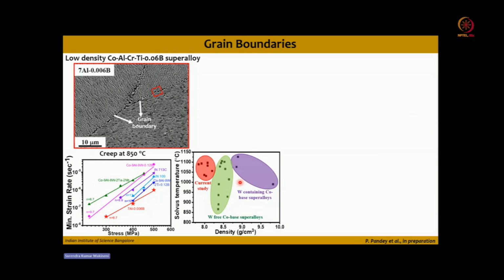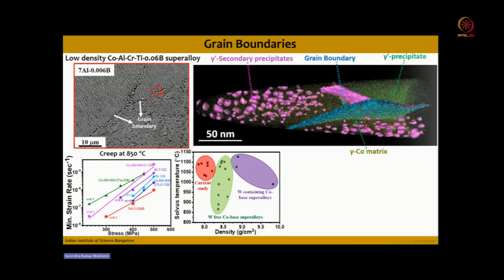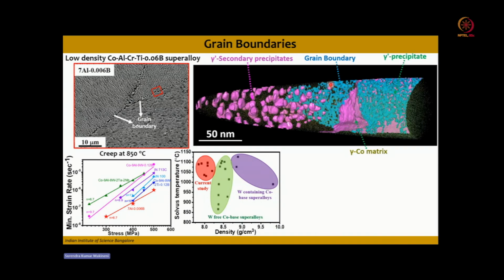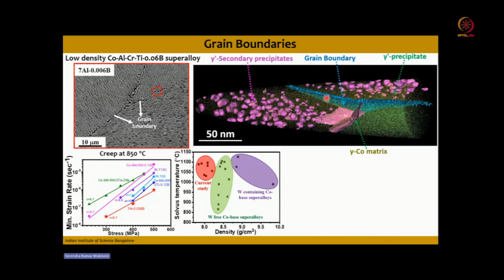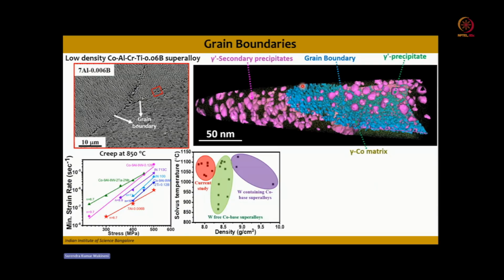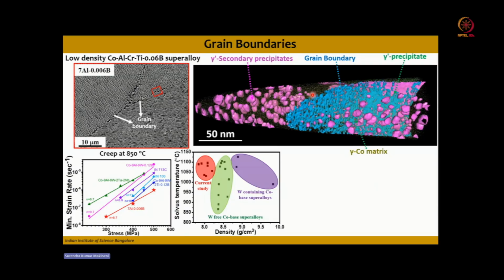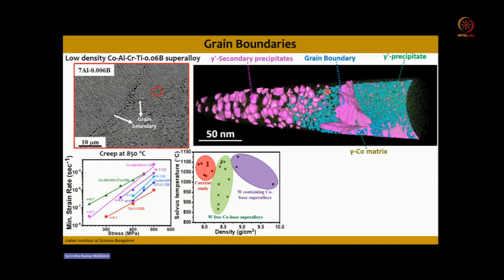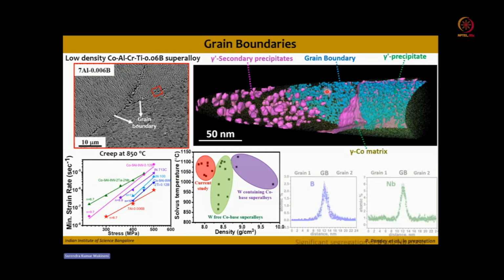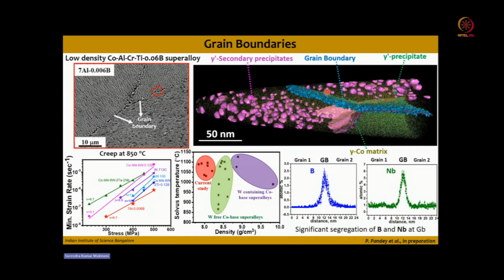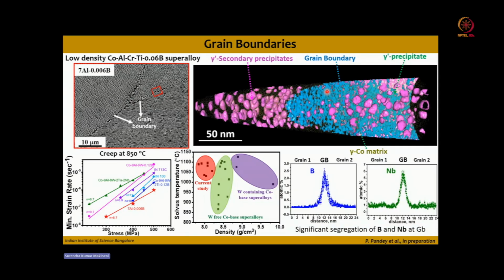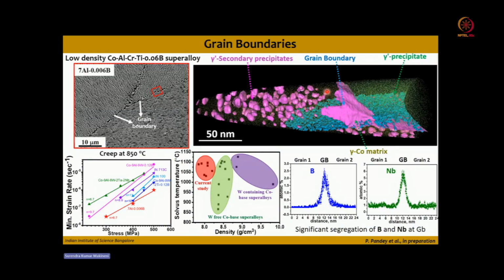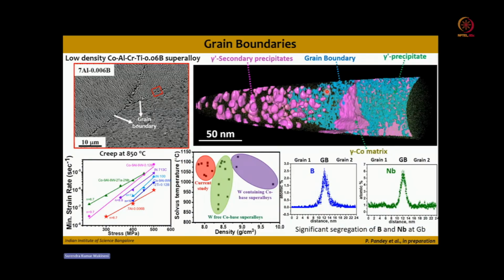To find out the reason, there is an atom probe map where you can see the gamma prime secondary precipitates. This is the grain boundary, located by boron, and boron is homogeneously distributed across the grain boundary, across the gamma prime precipitates and the gamma matrix. If you take the composition profile across the boundary, both niobium and boron are segregated along the grain boundary, so there is a tendency to form niobium boride.